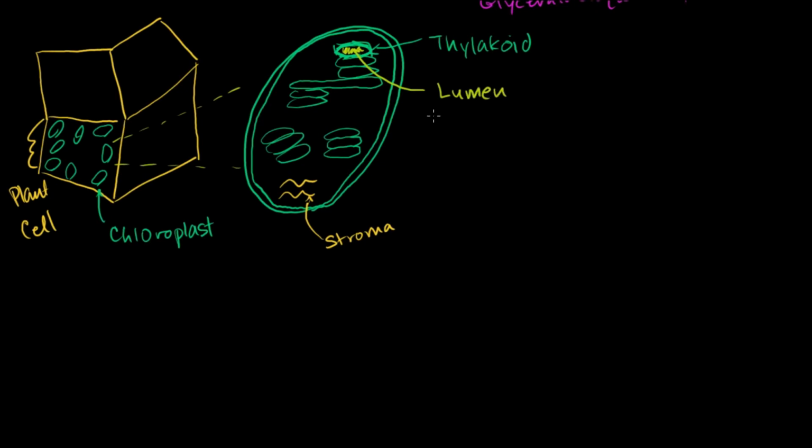And just to get all of our terminology out of the way, a stack of several thylakoids, just like that, is called a grana. That's a stack of thylakoids. That is a grana. And this is an organelle.